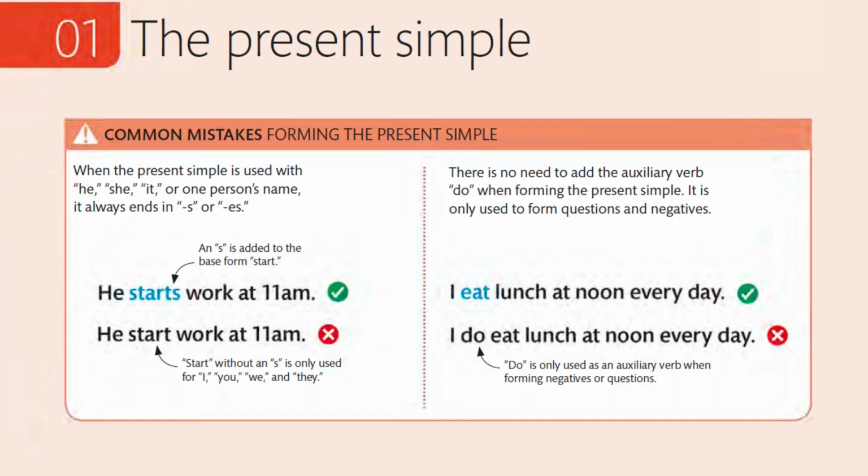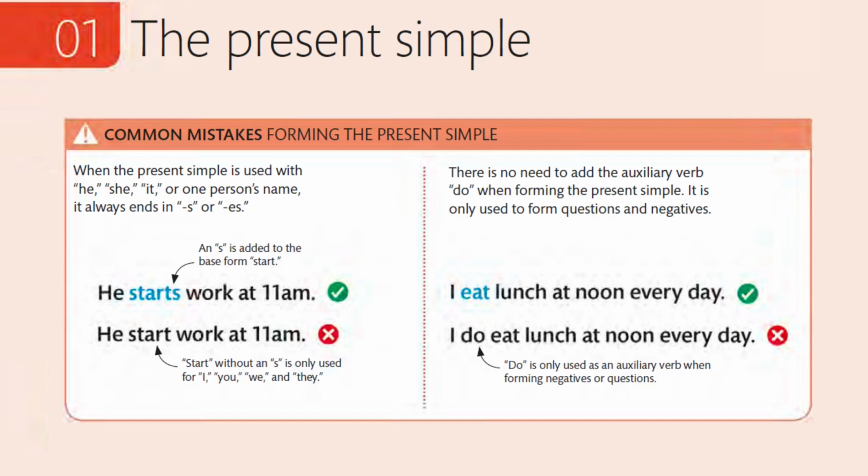Common mistakes forming the present simple. When the present simple is used with he, she, it, or one person's name, it always ends in s or es. He starts work at 11 a.m. An s is added to the base form start. He start work at 11 a.m. Start without an s is only used for you, we, and they.